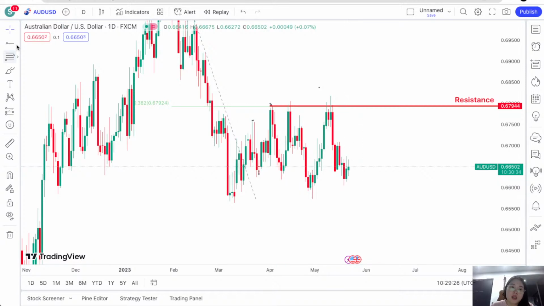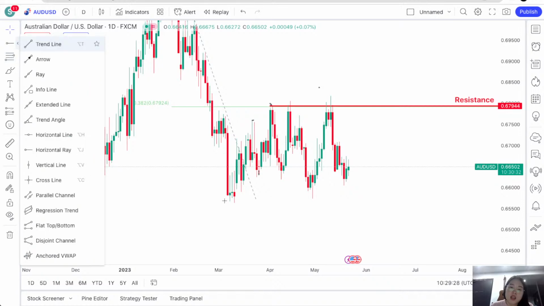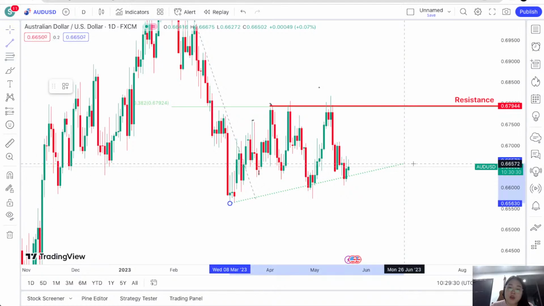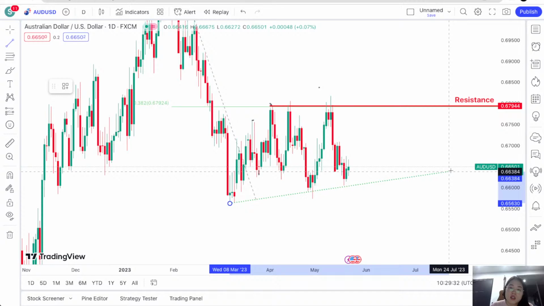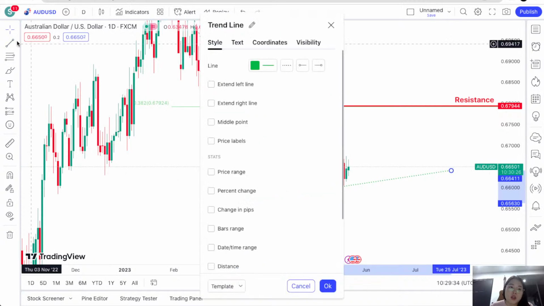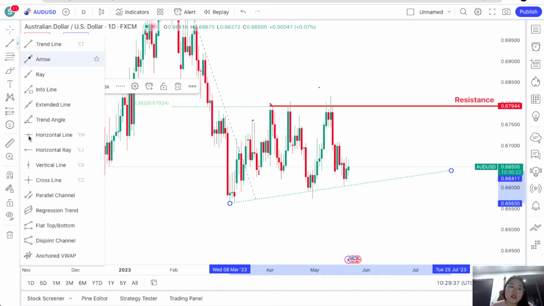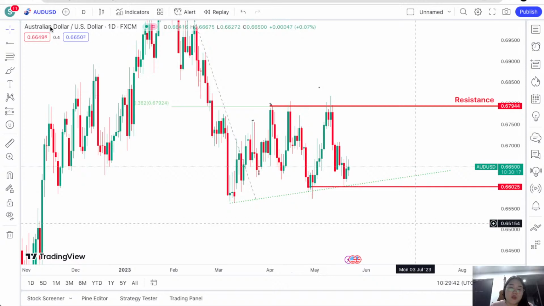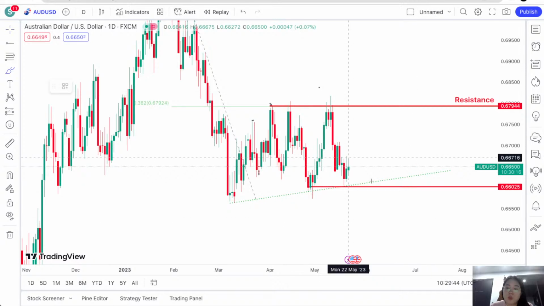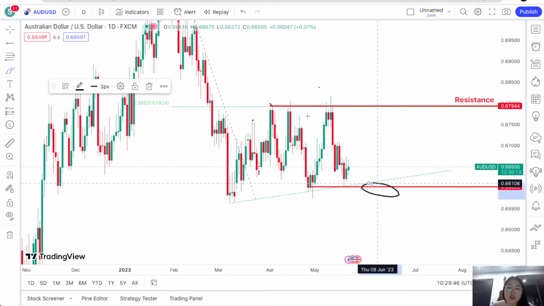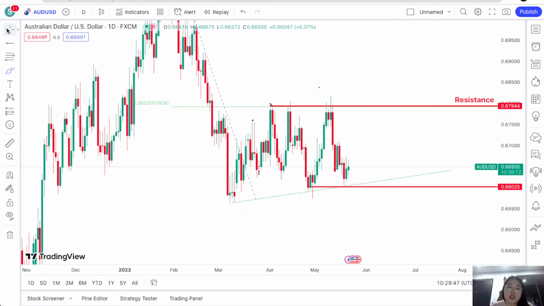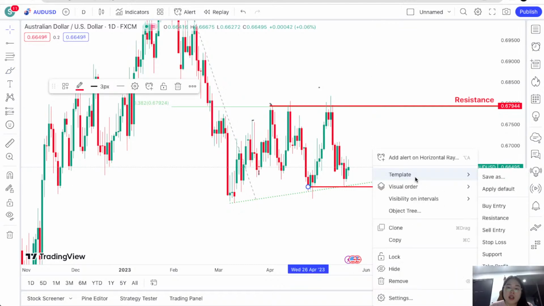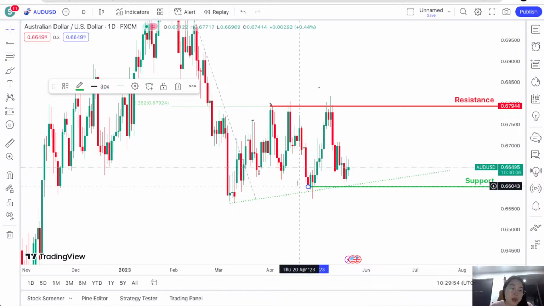So I mean, this is just a very low probability setup, okay? Low probability bias. I think it's gonna continue moving sideways, and if it reaches somewhere close to this area, I would consider getting in for a buy. Consider getting in for a buy, but the probability looks very bad.